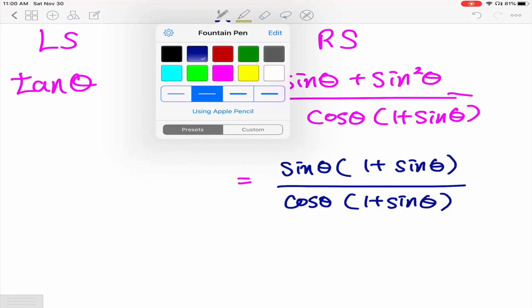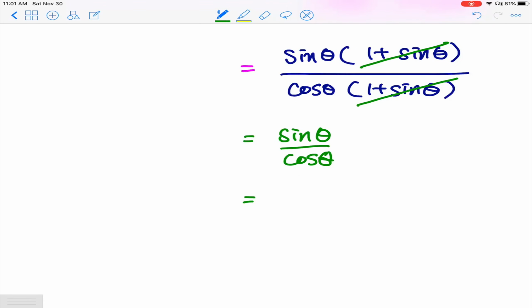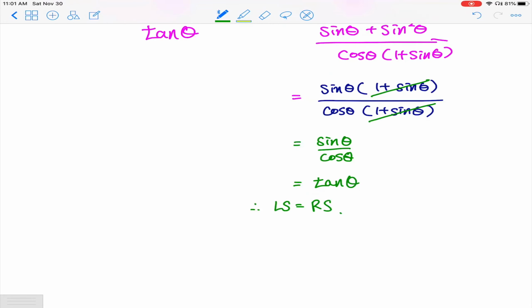Oh wait, we can actually see this. 1 plus sine, 1 plus sine, they cancel each other out. Therefore, we have sine theta over cos theta. We know that sine over cosine is tangent, so tangent theta, therefore left side equals right side. Done. So this is like a puzzle. You actually have to practice a lot to see the ways through so that you will get to the final, the whole piece.